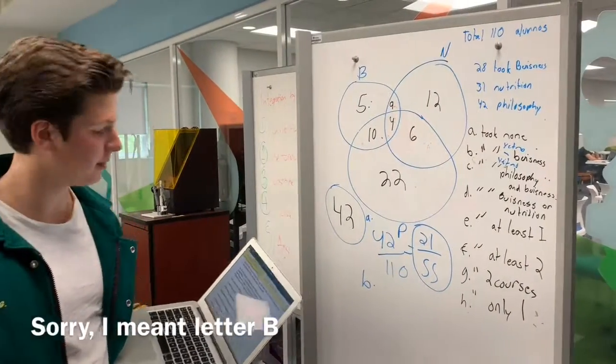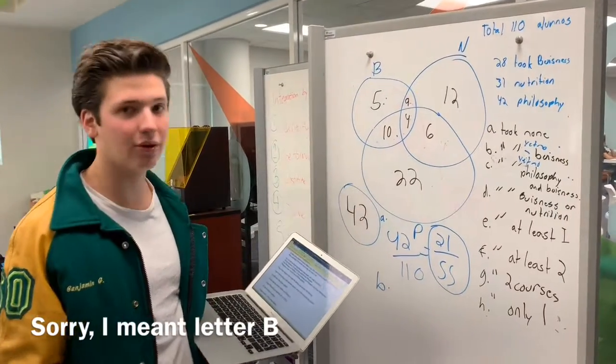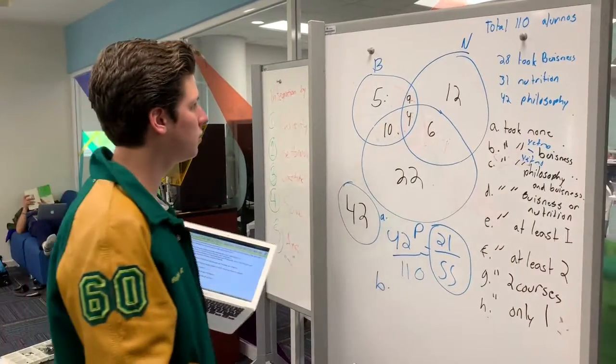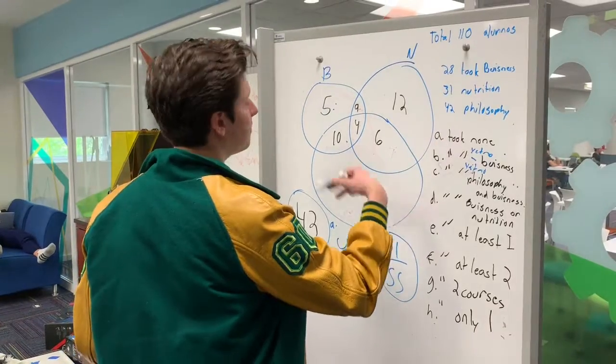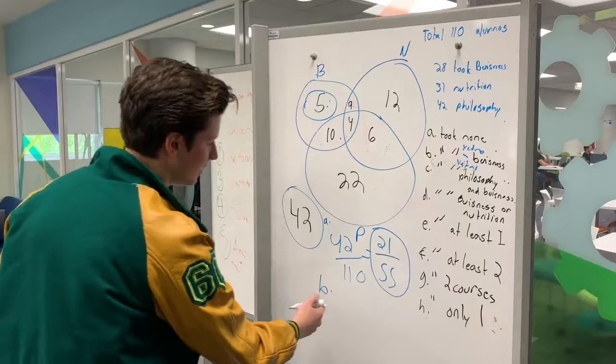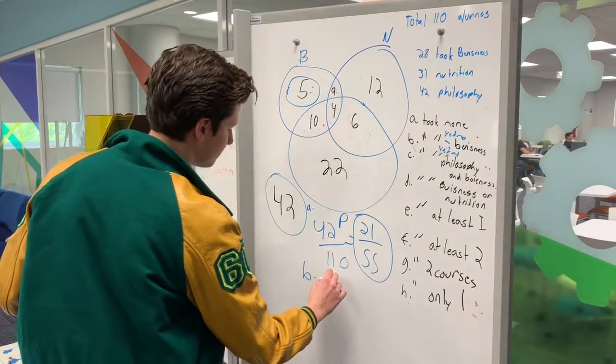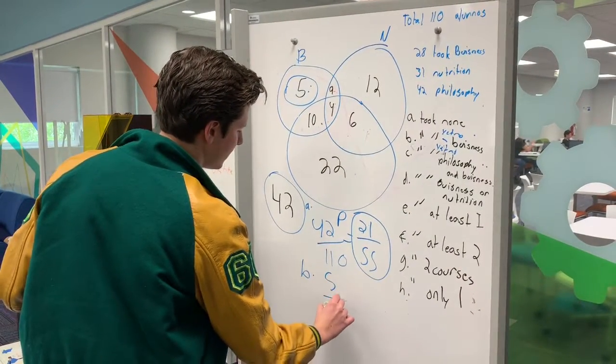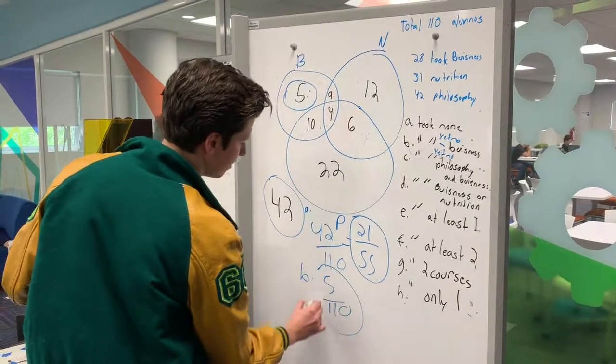So we're gonna continue with number B, which is took business, yet no nutrition nor philosophy. So no nutrition, no philosophy, but they did take business. So we have right here the 5. So we have 5 over 110. That's our number B.